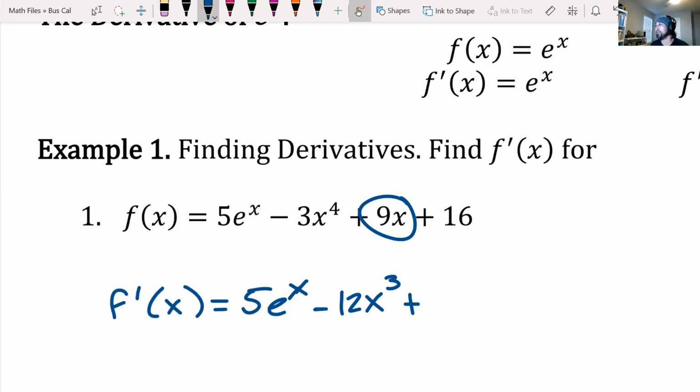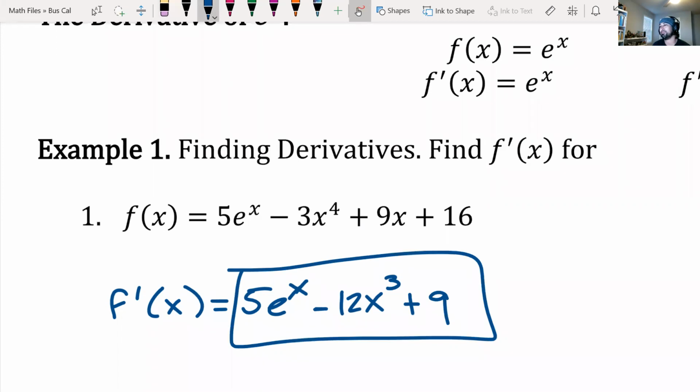Plus, what's the derivative of 9x? 9. And what's the derivative of 16? 0. There we go. There it is. There's our derivative. Any questions on that?